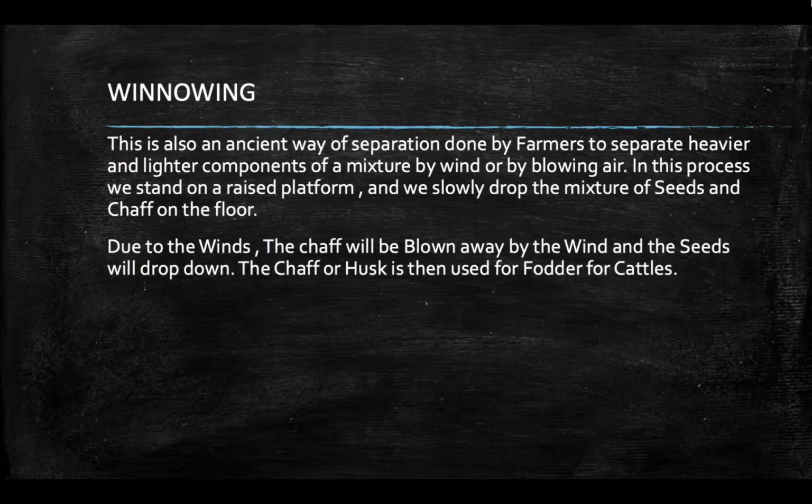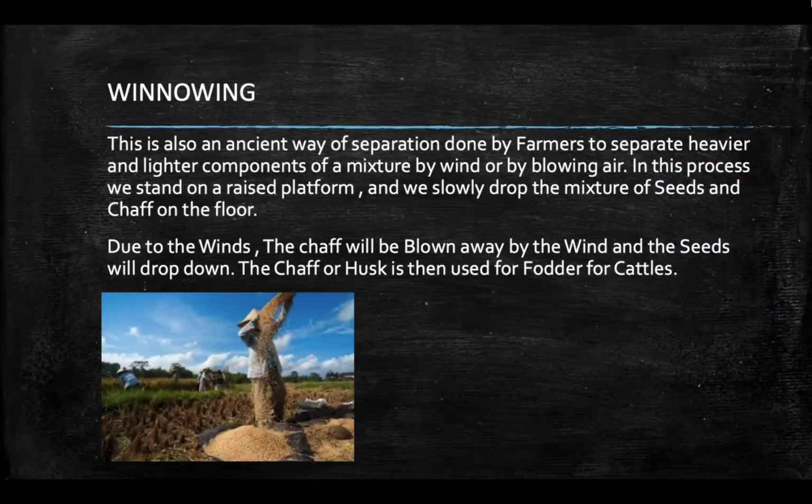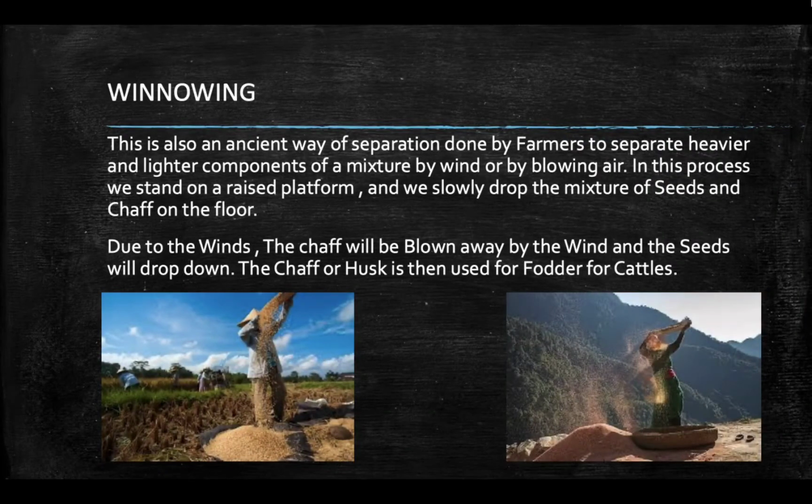The next method is winnowing. This is an ancient way of separation done by farmers to separate heavier and lighter components of a mixture by wind or by blowing air. In this process, a person stands on a raised platform and slowly drops the mixture of seeds and chaff onto the floor. Due to wind, the chaff will be blown away and the seeds will drop down. The chaff or husk collected is used as fodder for cattle. In the pictures, you can see winnowing being done by female and male farmers.